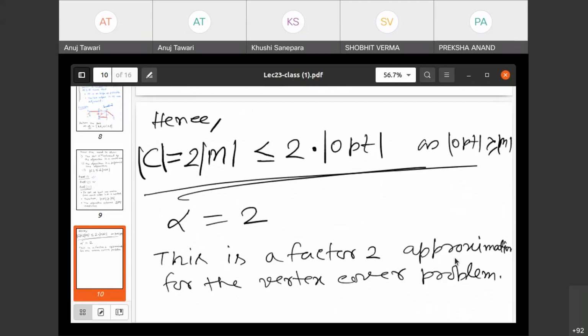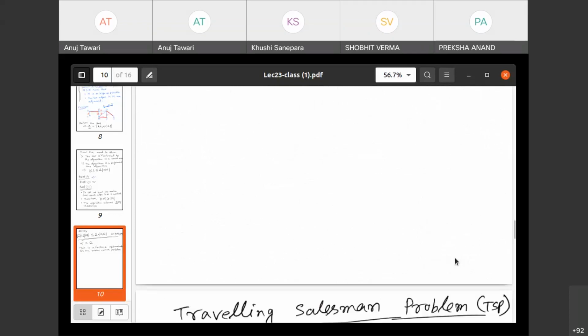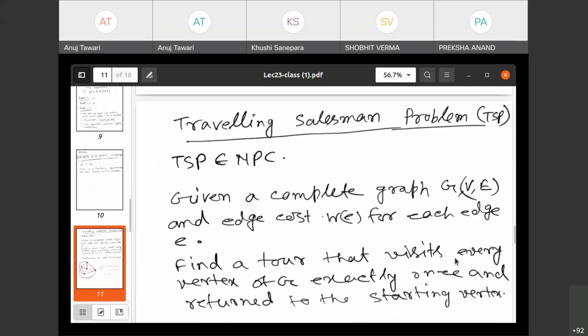Okay, so this is what we did in the last class, and now we'll see another problem, which is also very well known. It's the traveling salesman problem. So this is a complete graph. In fact, we could take any arbitrary graph, but you can always make it complete, right? Because if you don't have an edge between two vertices, then you add an edge of weight infinity between those two vertices. So without loss of generality, we can assume that the graph is always complete, only that we allow infinity weight edges.